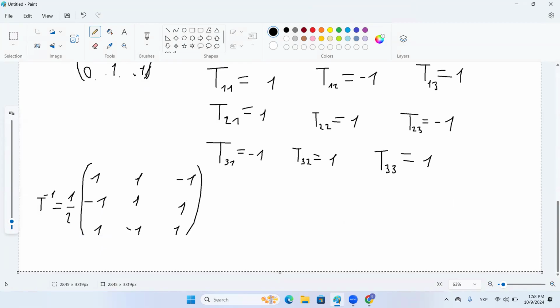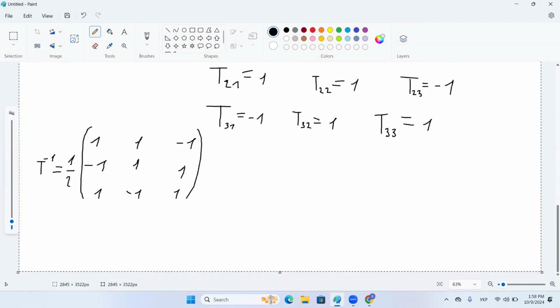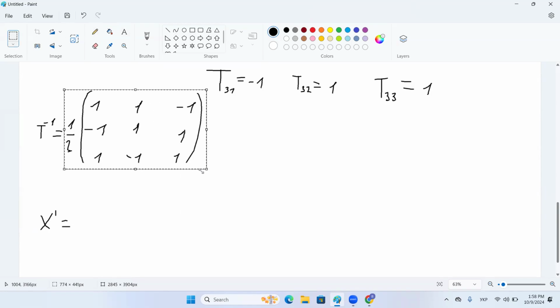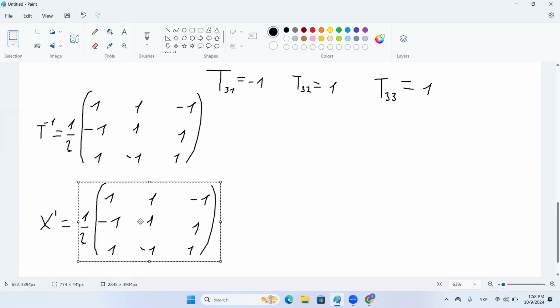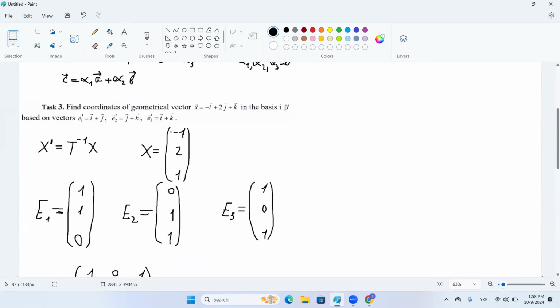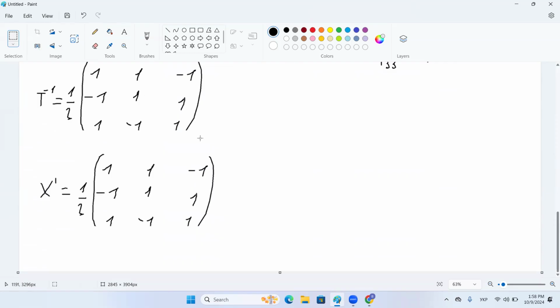Ran out of space. Okay, let's make it larger. That's not a problem for us. Now let's find our new coordinates of our vector. What we basically do is multiply it from the left side on our matrix. And this vector also can be copied and pasted.